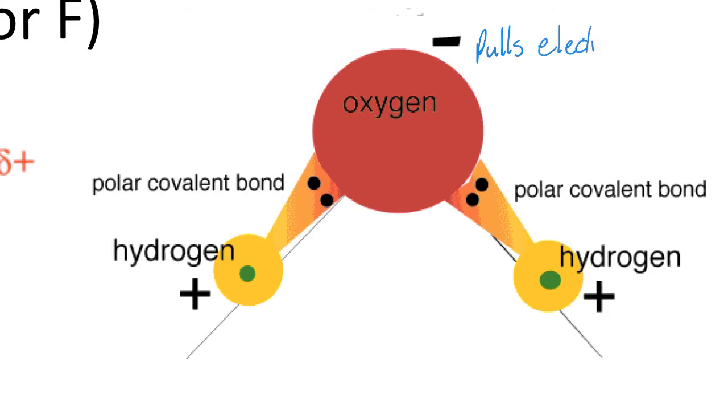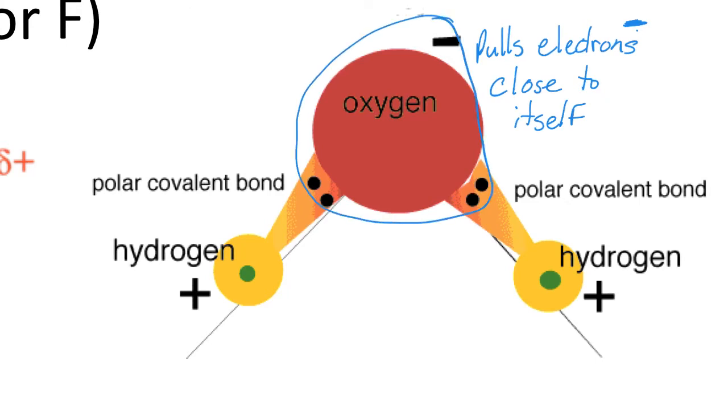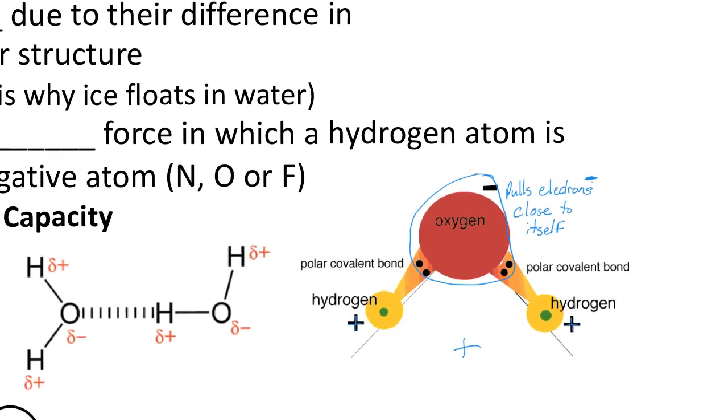electrons close to itself. And remember, electrons are negative. They're going to have a negative charge, which means that this whole side of the molecule is going to overall have a negative charge. If it's pulling the electrons to itself, it's pulling them off of the hydrogens, which means the hydrogens are going to be slightly positive. So this whole side of the molecule is going to have a slightly positive charge. And that's what we call something that's polar.